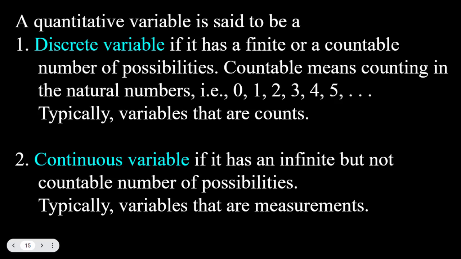The second type of quantitative variable is a continuous variable, and this is if it has an infinite and not countable number of possibilities. Infinite but not countable number of possibilities. And typically, these variables are measurements. So the two types of quantitative variables are the discrete ones, where typically you're counting something, and then continuous, where typically it's a measurement of something.